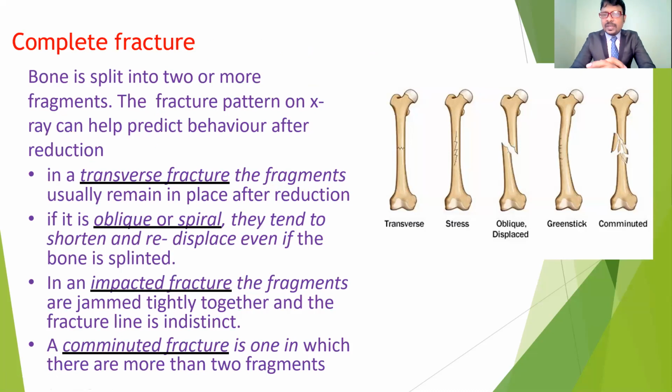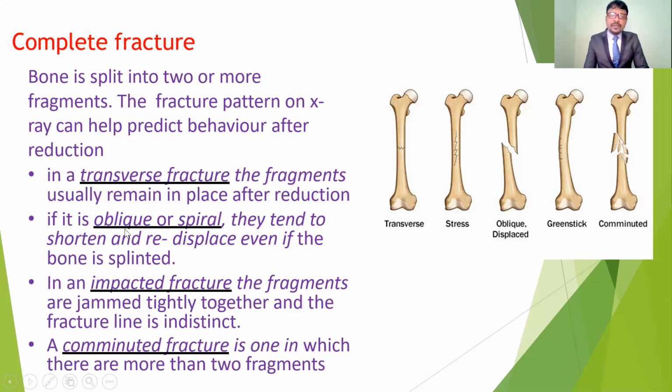If you see the other subdivisions of the complete fractures, these complete fractures are again divided into many types. These are the transverse fractures, oblique or spiral fractures, impacted fractures, and also comminuted fractures. In transverse fractures, the fragments are usually in place after the reduction. Even after the reduction, they remain in the same place, exactly in the transverse plane. There is no complete disruption, but the fracture is there on both sides. Both cortices are involved.